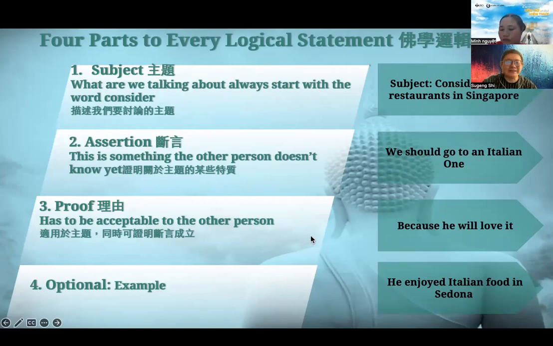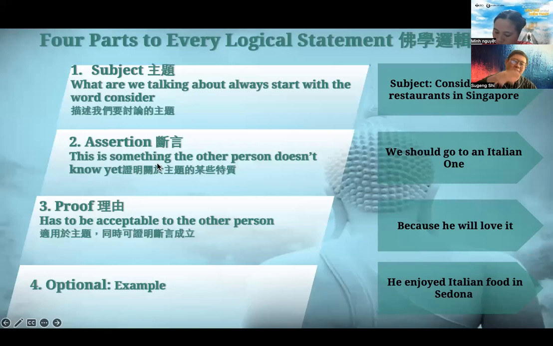And then in Advanced Level 2, we talk about the 3.5 elements. In the olden days, Geshe Michael still said four parts to every logical statement, but now he changed to 3.5 elements. Subject, assertion, and the proof or reason. And finally, the 0.5 is the example. Subject. We always start with the subject. We need to have the subject. Consider all the restaurants in Singapore.